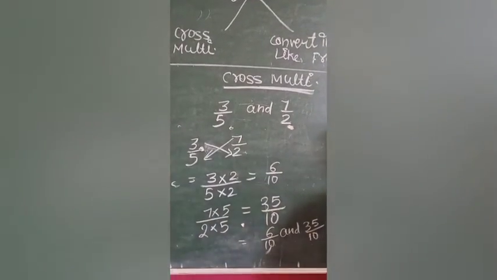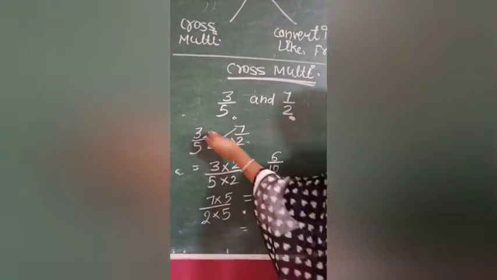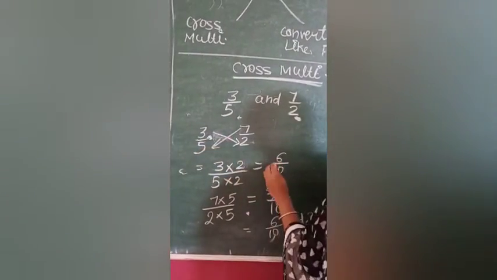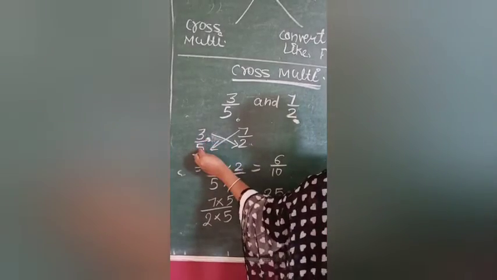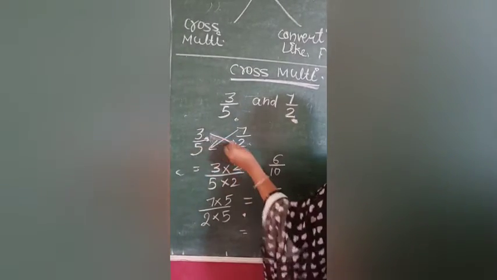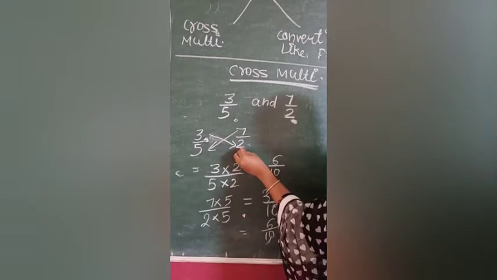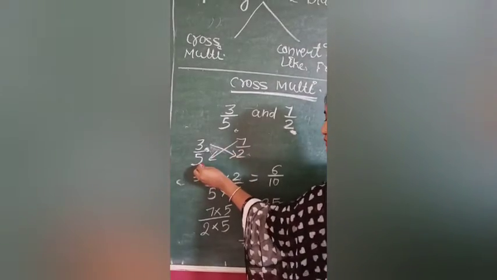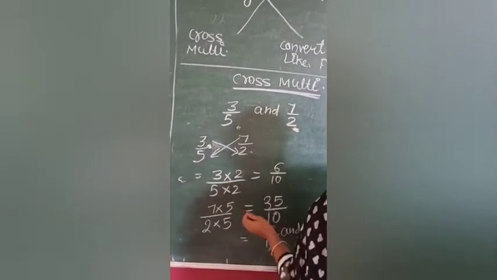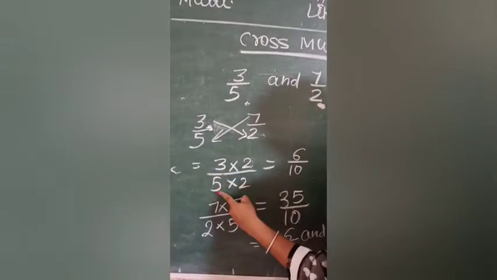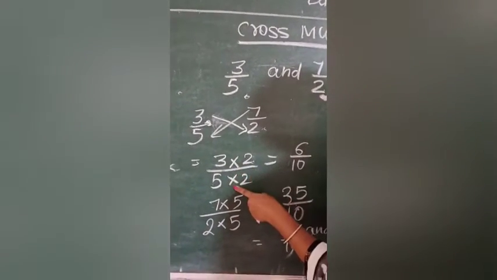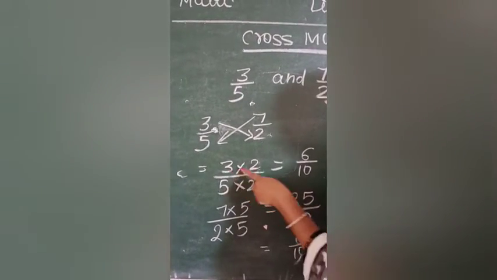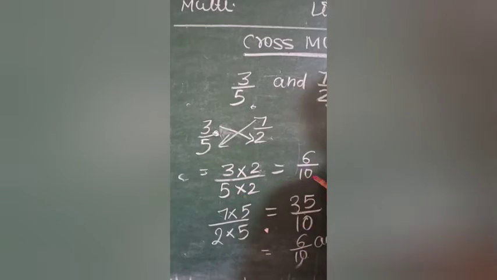Then what do we do? First we put a cross symbol between these two given fractions, 3 by 5 and 7 by 2. It means 3 by 5 we have to multiply by 2, which is our denominator, and 7 by 2 we have to multiply by 5. We write here 3 by 5. Both numerator and denominator we have to multiply by 2. 3 into 2. Sorry, 3 into 2: 3 2s are 6. 5 2s are 10.